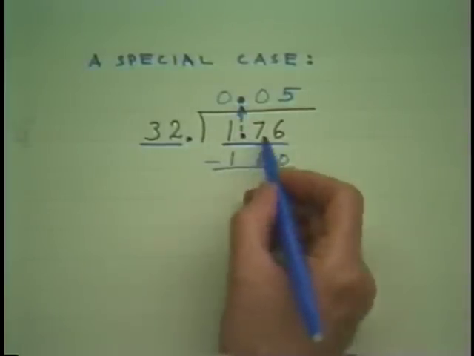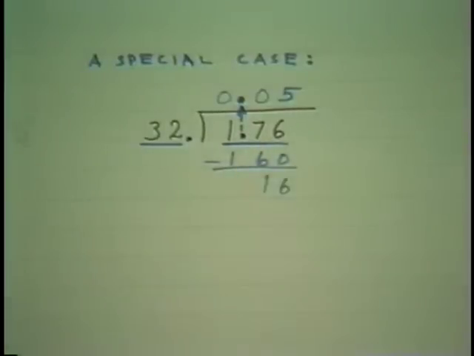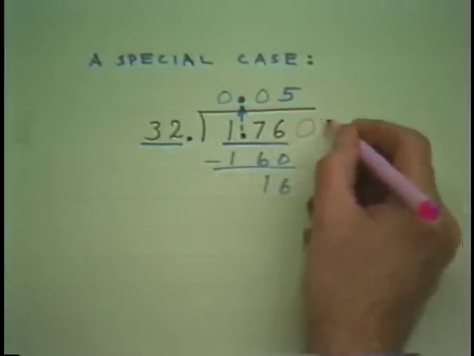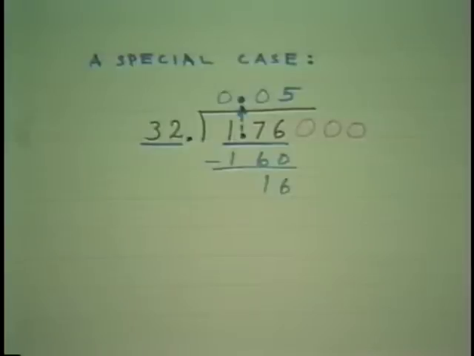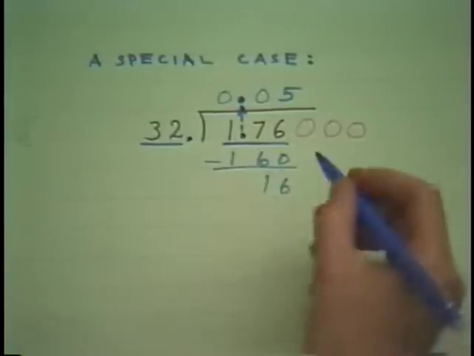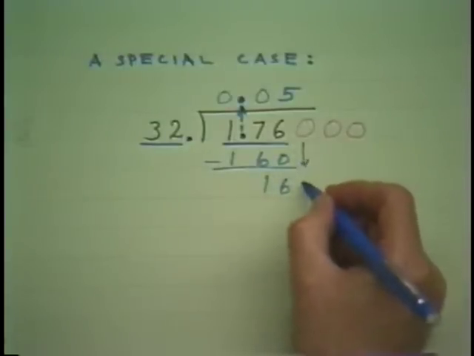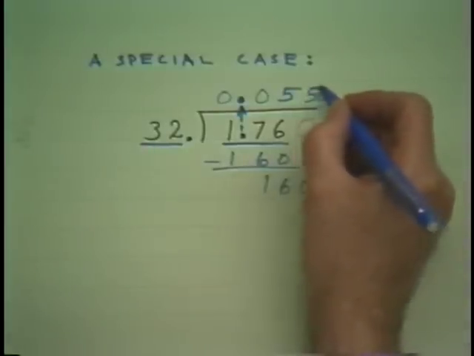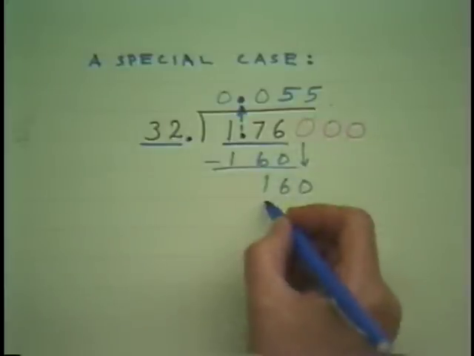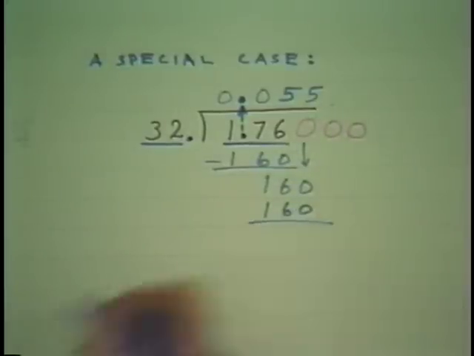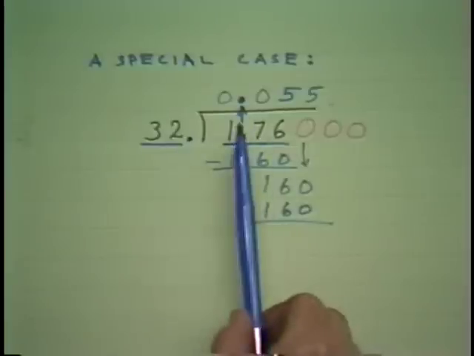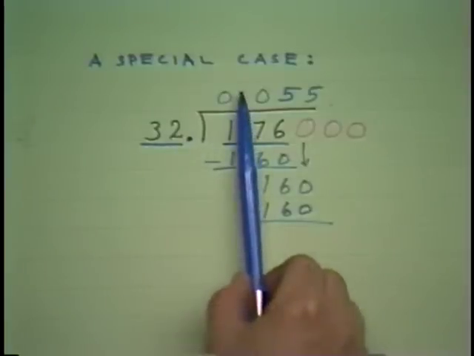Now, behind the decimal point on the end, we may, again, insert as many zeros as we need or want without changing the value of the number. So now bringing down the next digit, which is 0. 32 goes into 160 5 times. 5 times 32 is 160. And we're done. So, if you're dividing by a whole number, the decimal point of the dividend goes straight up.